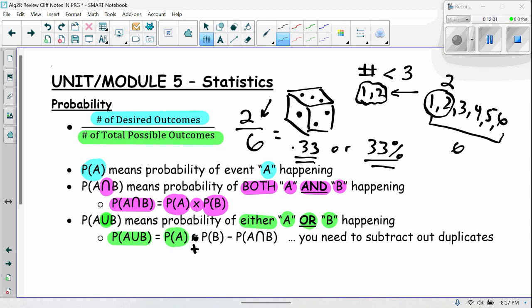You take the probability of A, add it to the probability of B, and then subtract the probability of both A and B. And let me explain why you need to subtract the duplicates, okay?